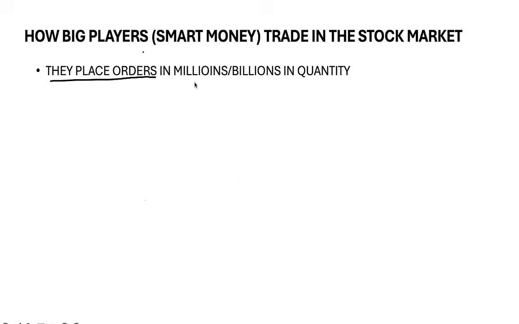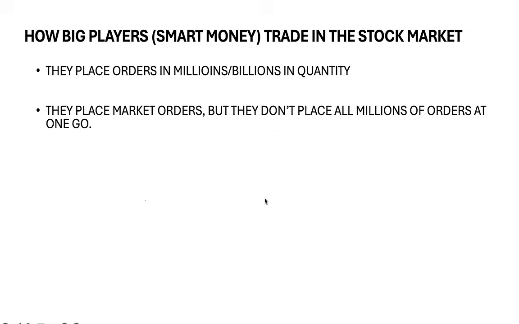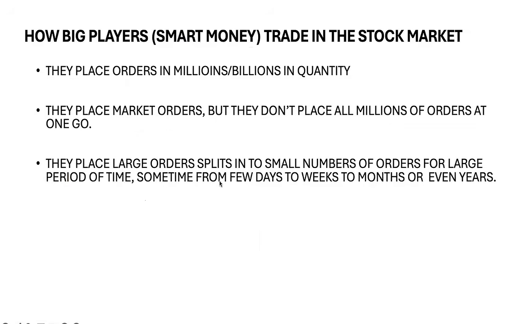They place orders in millions and billions in quantity, because they have big money to place the order. Next, they don't place limit orders, but they place market orders. But at the same time, they don't place all their big orders, like millions and billions of orders, in one go. Rather, they split large orders into small orders placed over a large period of time.